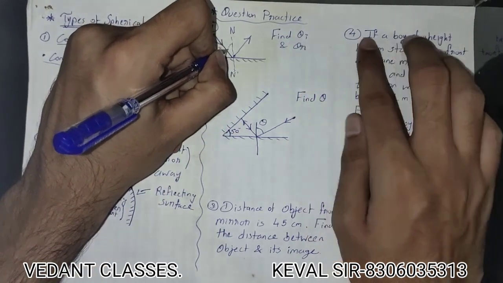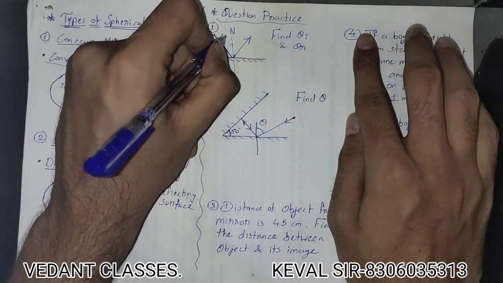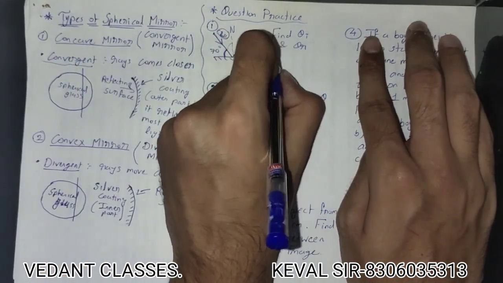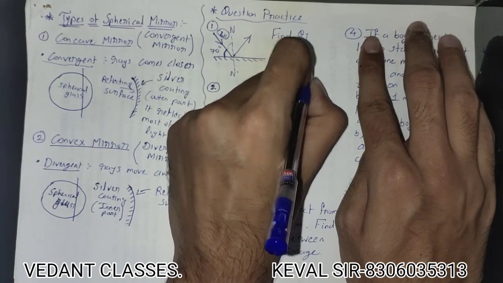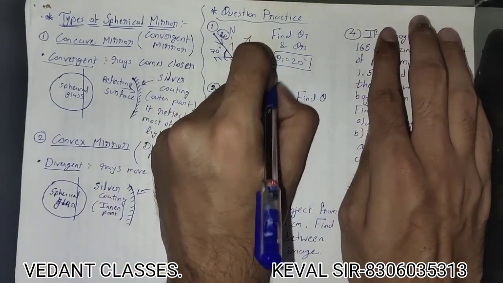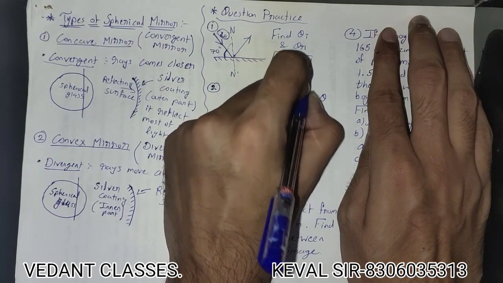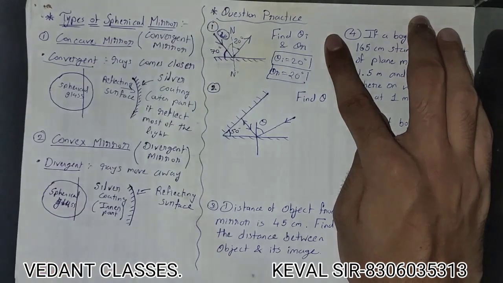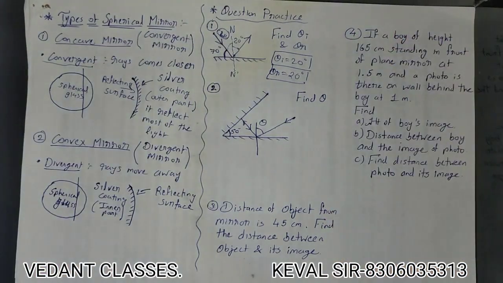So if you want to find this angle, it will be 20 degrees, just 90 minus theta. So here theta i will be 20 degrees, and according to the laws of reflection, theta i and theta r are both the same, so theta r will also be 20 degrees, and this angle will be 20 degrees. Now let's solve the next question.